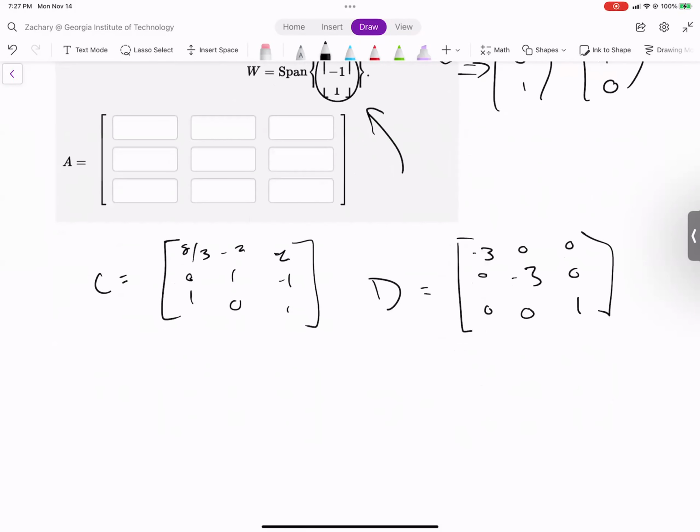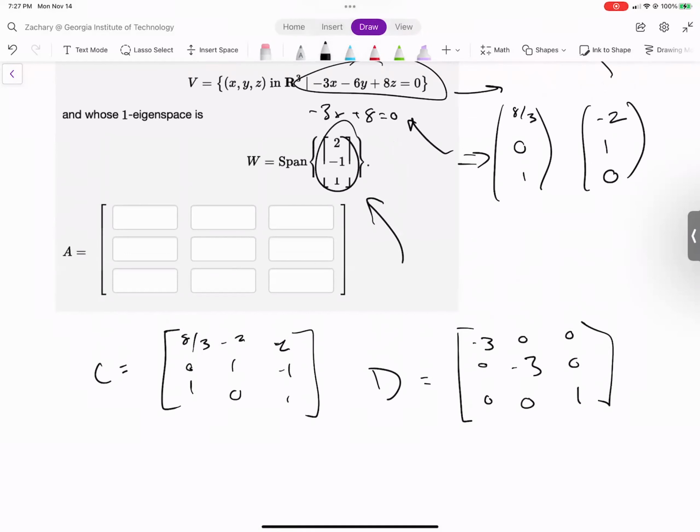I'm not going to do all this math right now because that's a lot. 3 times 9 times 9. A lot of calculations. But you would find C inverse from here, and then you would multiply C times D times C inverse. Okay. Does that make sense? Do you have any other questions on this?